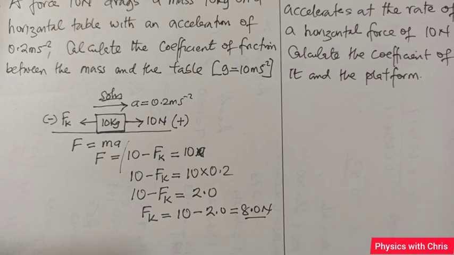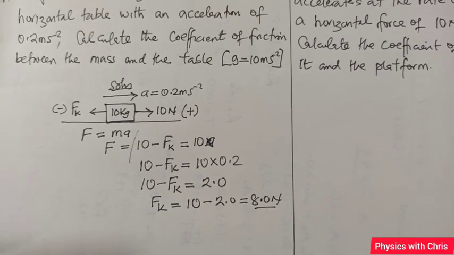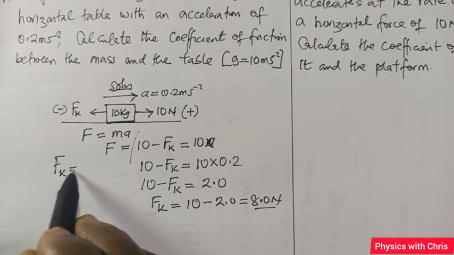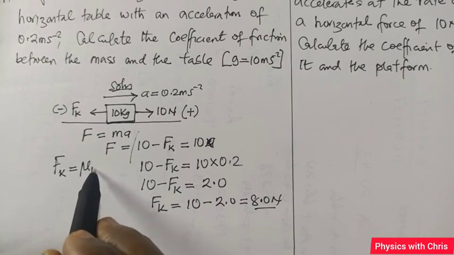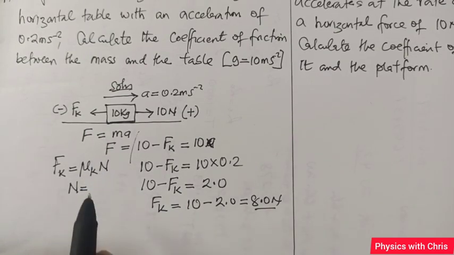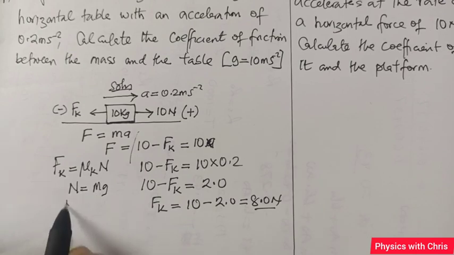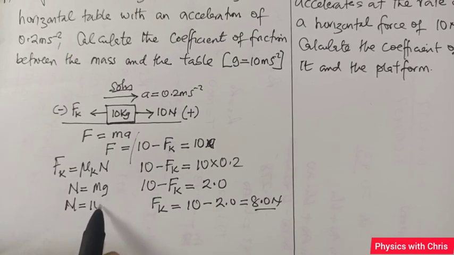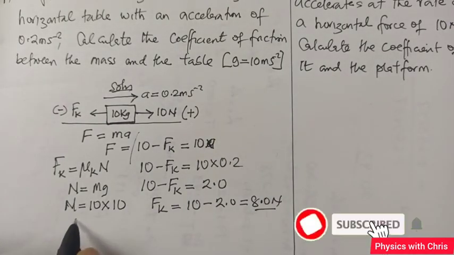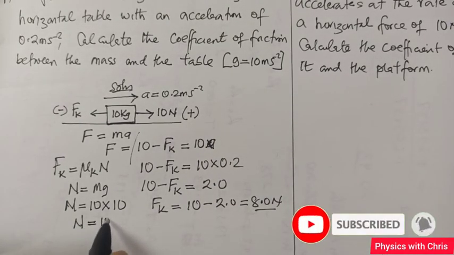Now the 8 Newton gives me the kinetic frictional force, but I must find the coefficient of this frictional force. Frictional force Fk is equal to mu, the coefficient of friction, times normal force N. And my normal force is equal to the weight of the block, which is mg. So my normal force is equal to 10, the mass of the block, times g as 10. The question says take g as 10. That gives my normal force as 100 Newton.